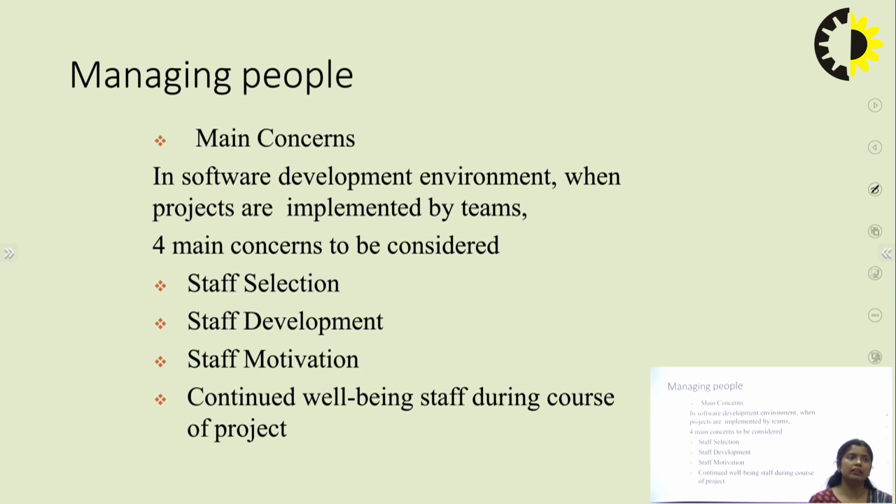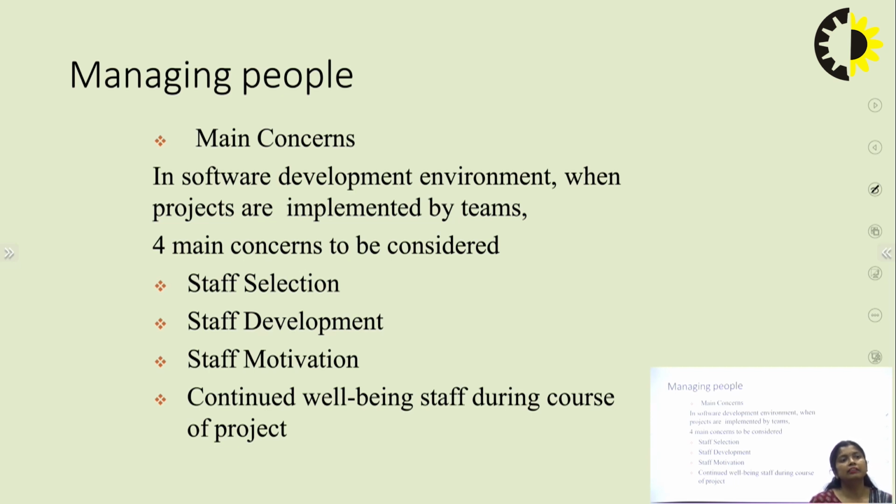First of all, there are 4 concerns for managing people. The first one is staff selection, how to select the staff, and then how to develop the staff. Developing the staff means that when we create the team, conflicts may arise among team members, or role ambiguity. At that moment, how will the relationships between team members be developed to remove the role ambiguity, or to enrich their work?